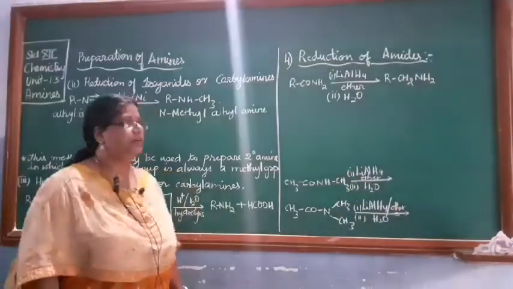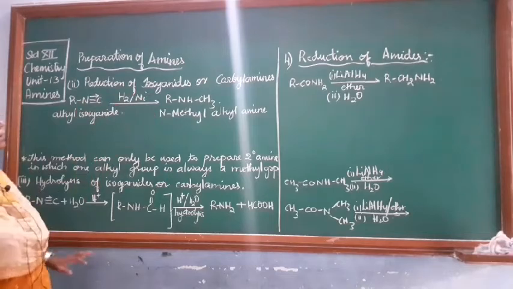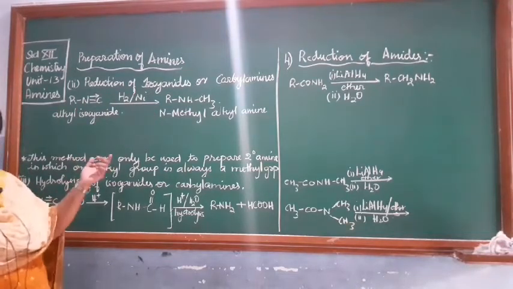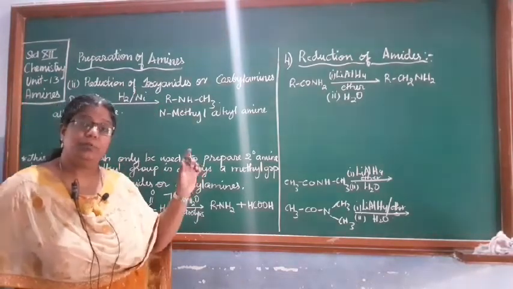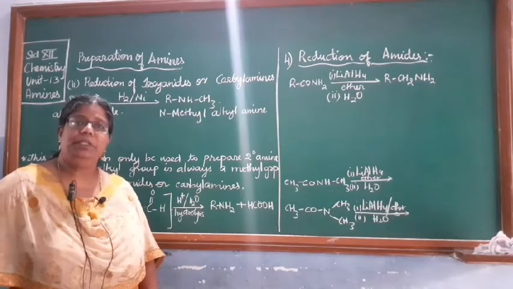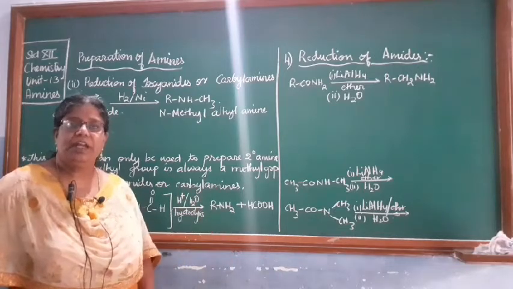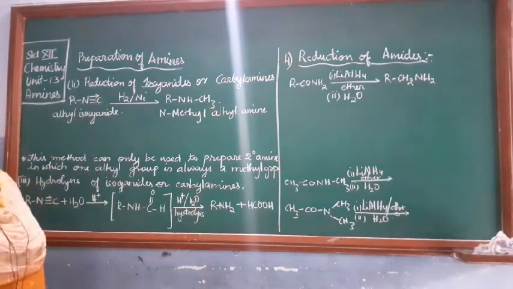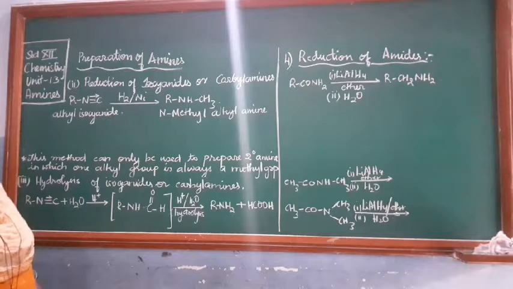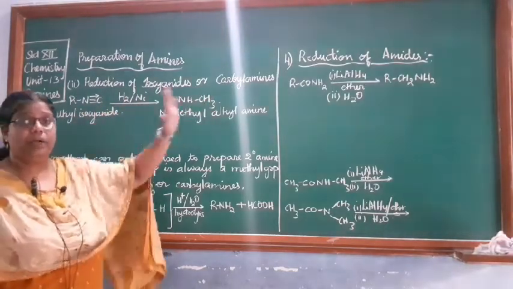The second method is reduction of isocyanides or carbylamines. The previous reaction I just did not mention. Those reactions are called the Mendius reaction. So please note down that the previous reactions are also called the Mendius reaction. Okay. Now next is reduction of isocyanides or carbylamines.